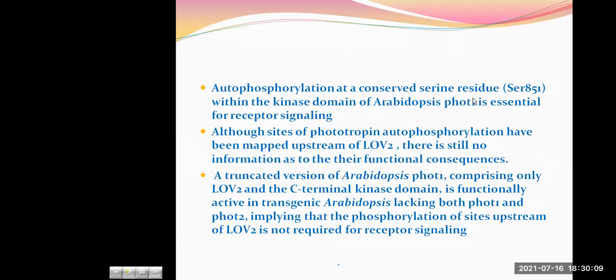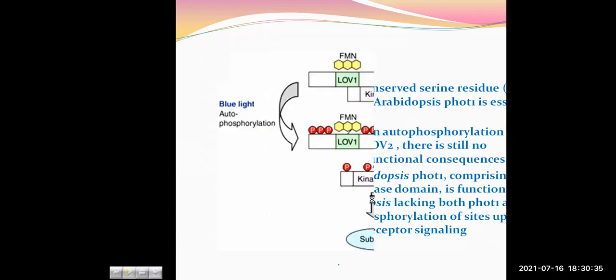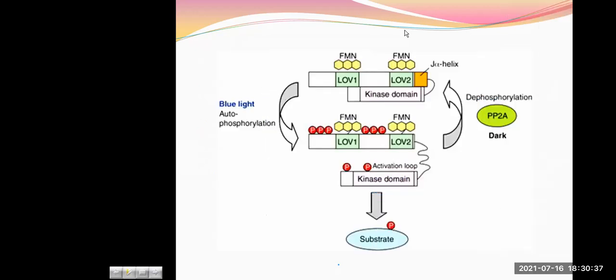Autophosphorylation at a conserved serine residue, that is an amino acid labeled as Ser, serine residue 851, within the kinase domain of Arabidopsis phototropin 1, is essential for photoreceptor signaling. And the sites for phototropin autophosphorylation have been mapped upstream of LOV2. There is still no information on where these sites are actually located. And these are beyond your scope. This is important.